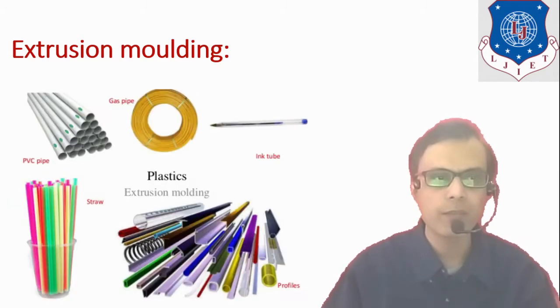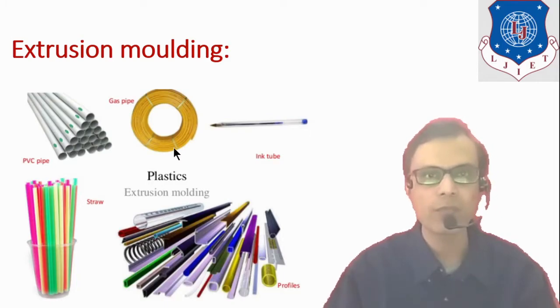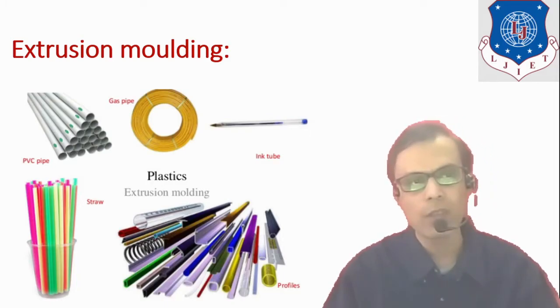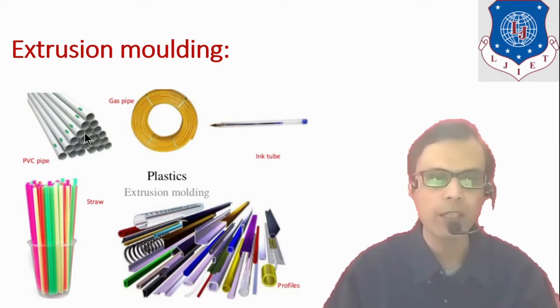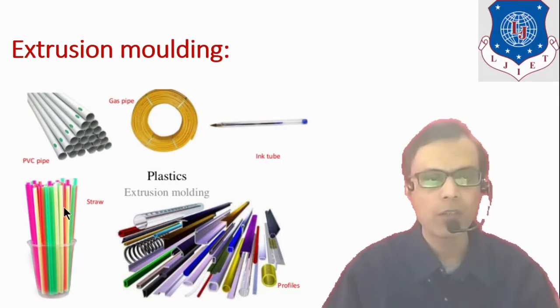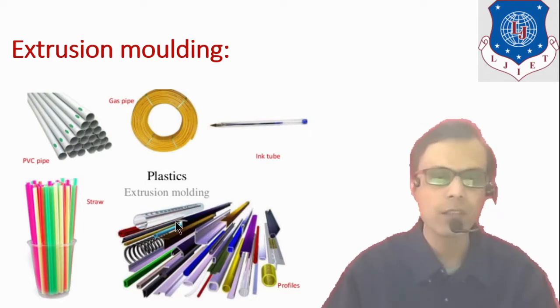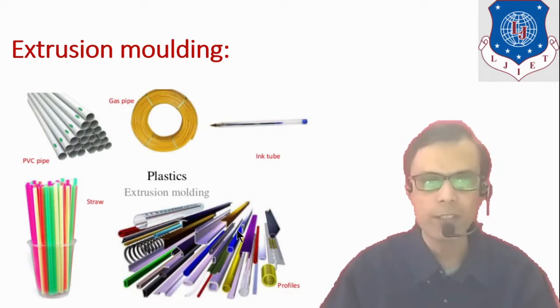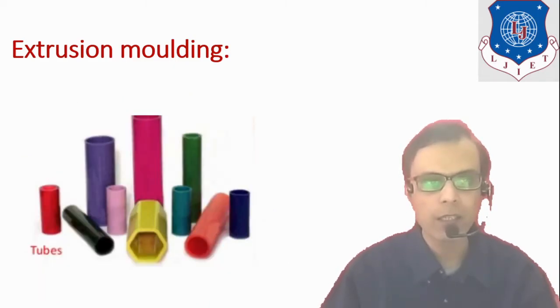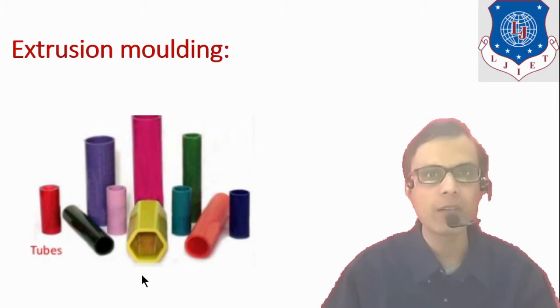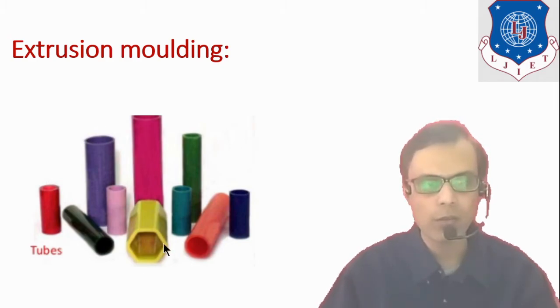Let's see some examples. So these are the products which can be produced by the extrusion molding process, like PVC pipes, gas pipes, ink tubes, straws, and these are the channels which have different sections, different shapes of the cross section. These are other examples with different shapes of the cross section. It is a cross section of hexagonal shape. Rods can also be produced, tubes can also be produced with this technique.